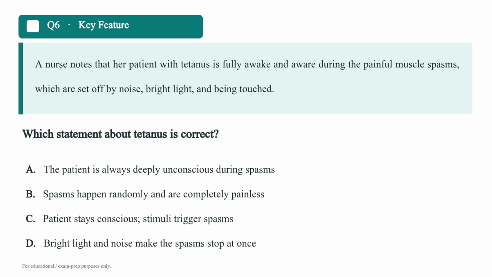Question 6. A nurse notes that her patient with tetanus is fully awake and aware during the painful muscle spasms, which are set off by noise, bright light, and being touched. Which statement is correct? Option A. The patient is always deeply unconscious during spasms. Option B. Spasms happen randomly and are completely painless. Option C. The patient stays conscious. Stimuli trigger painful spasms. Option D. Bright light and noise make the spasms stop at once. Pause here and choose your answer.